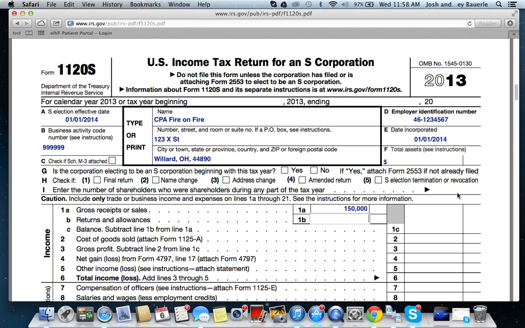So 1B, any returns or allowances. So if you had to make any returns to customers after they purchased. So we'll say 5,000 there.